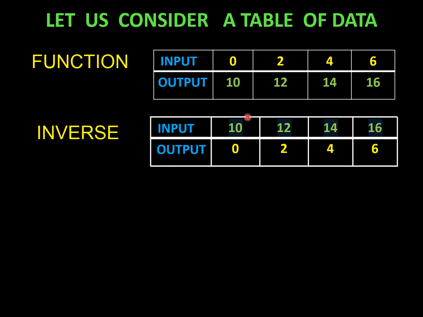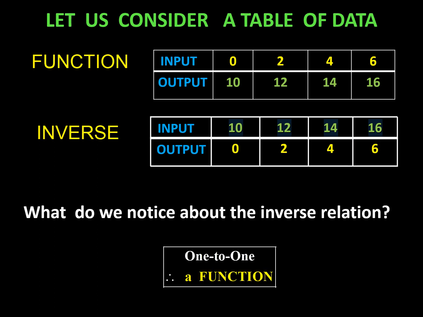Now let's look at this. You can see 1:1, 1:1. Is this also a function? 10 only gives me one output, 12 gives me one output, 14 gives me one output, 16 gives me one output. Therefore, this is 1:1. Therefore, that is also a function. So to determine the inverse, you can just interchange the corresponding input and output values.